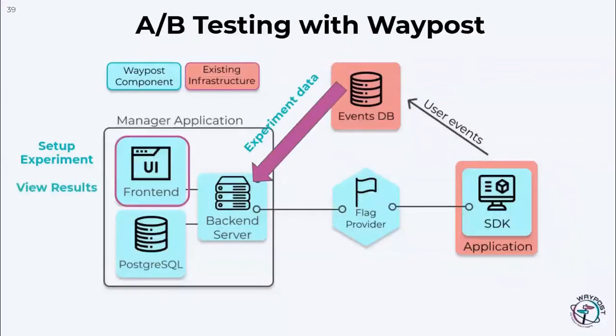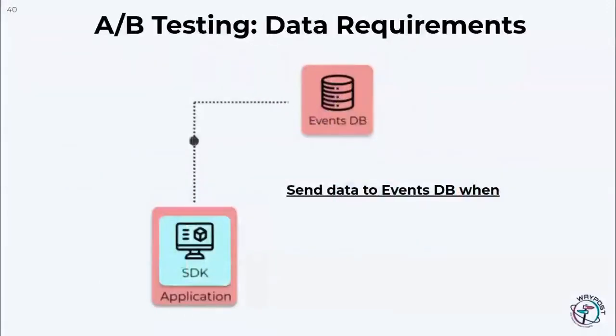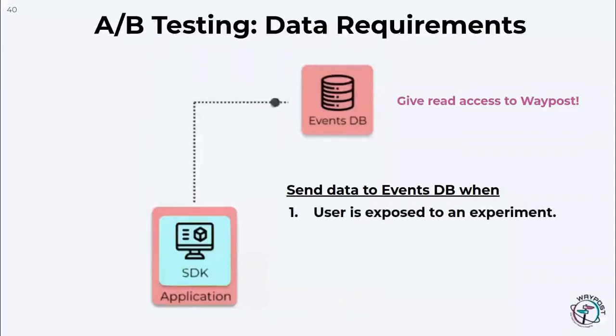view the results. To run experiments with Waypost, an organization must already have their user event data stored in a PostgreSQL database, which we refer to as the events database, and they must give read access to Waypost. The developer must send data from their application to this database each time a user is exposed to an experiment. In addition, they must also send data each time a user performs an action that the developer wants to measure for an experiment. An example of this would be when a user signs up for a quote.